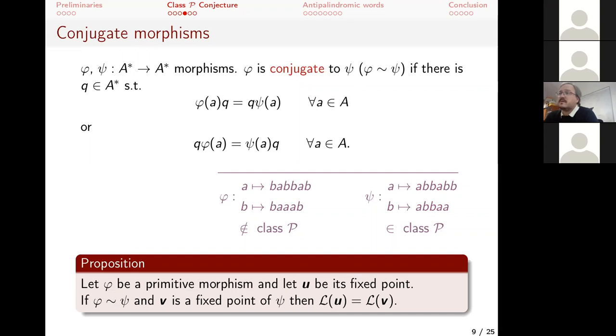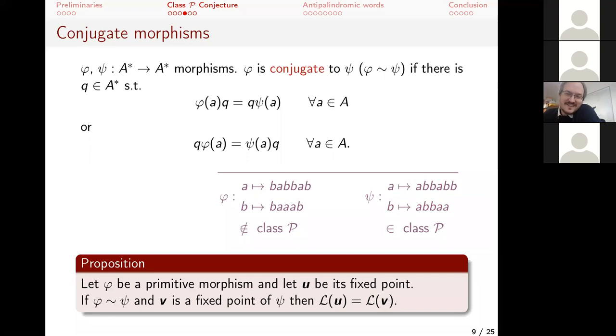Allow me to interrupt you, Peter, because the morphism phi is in class B, just phi, I'm confused. Yeah, because these images are palindromes. Image of A is a palindrome. Didn't choose. Okay, wrong example. How did I manage to do that? I don't know. I'm sorry.